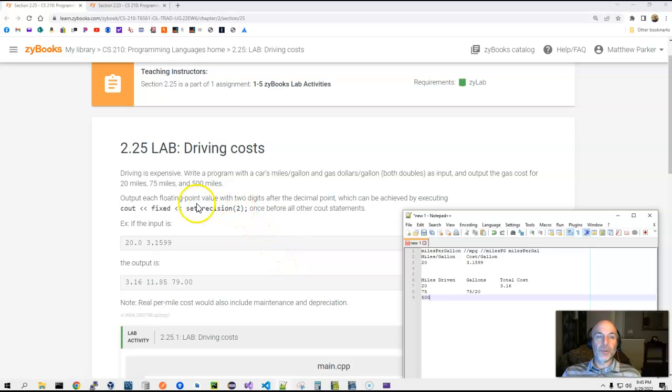Also, they want you to use the set precision method, and you can look back in the chapter contents. The set precision method will let you display the output using two decimal places.